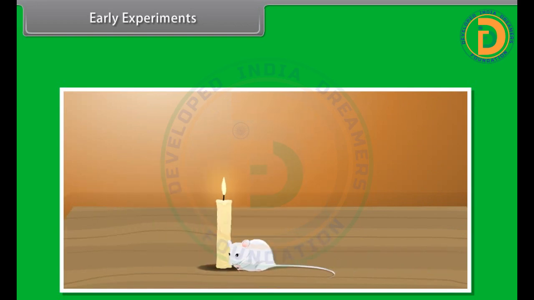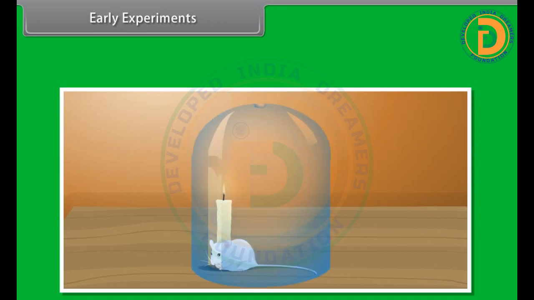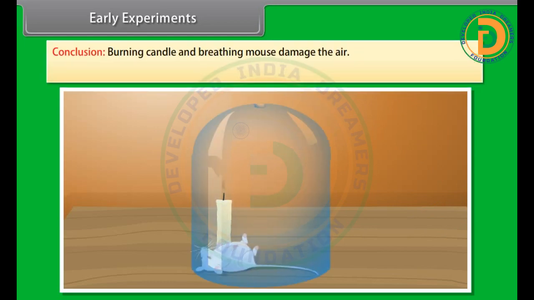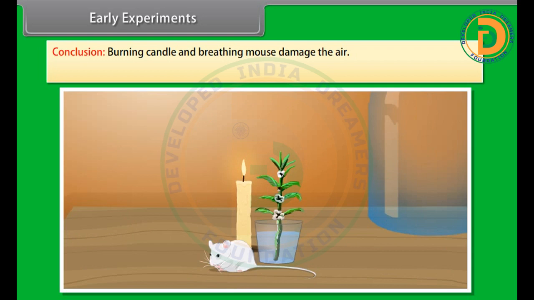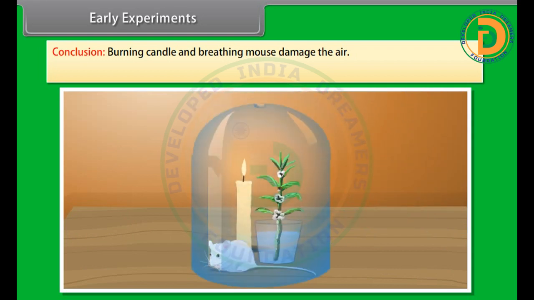After that, he placed a mouse in the bell jar and the mouse also got suffocated. He concluded that a burning candle and a breathing mouse damage the air. Now he placed a mint plant in the closed jar and it was observed that both mouse and candle survived very well. He concluded that plants restore the air that was damaged by the candle and mouse.